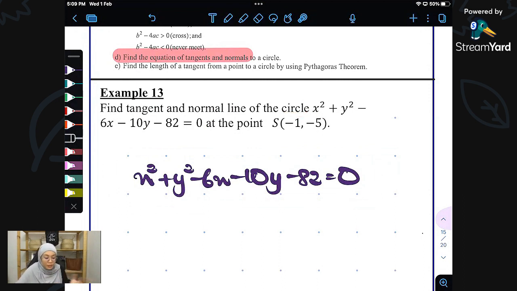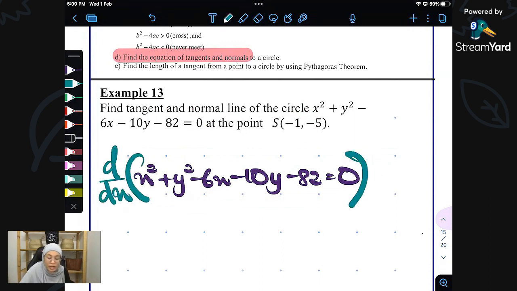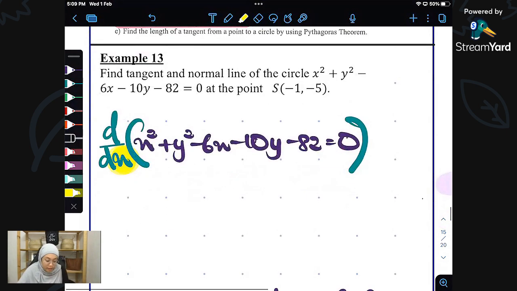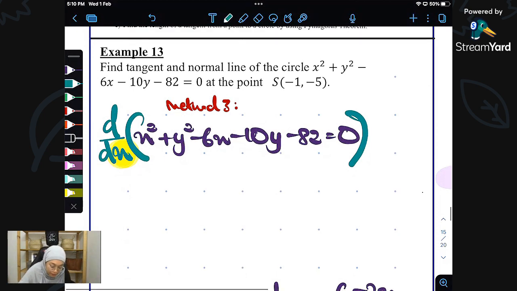So what we need to do is to find the gradient first. So I'm using method 3 only. So we are going to differentiate every term here with respect to x. Again, the same thing anyway. I'm using method 3. You can use whatever method you prefer, I want to use this instead. So I'll show you how I differentiate this.